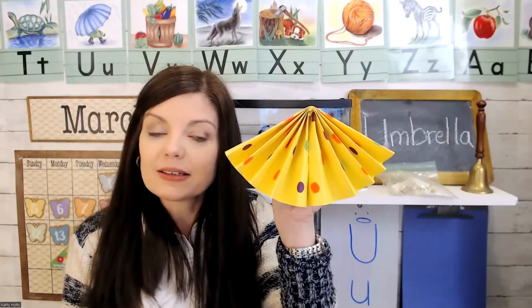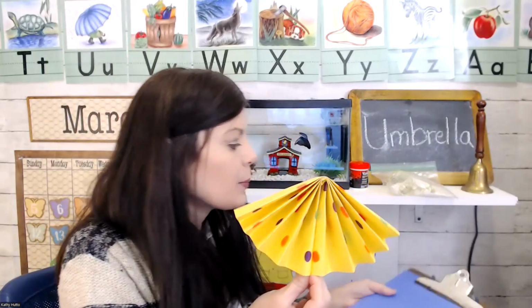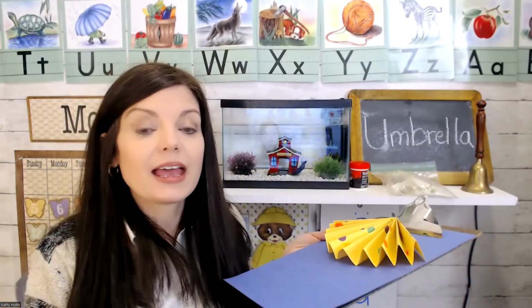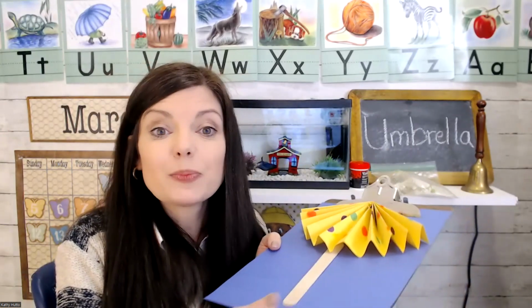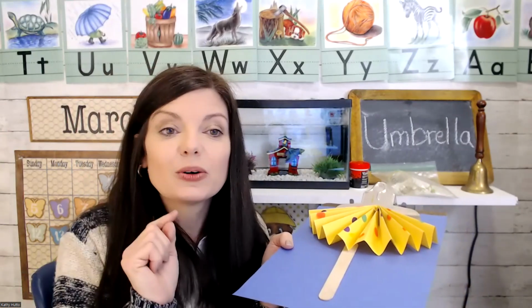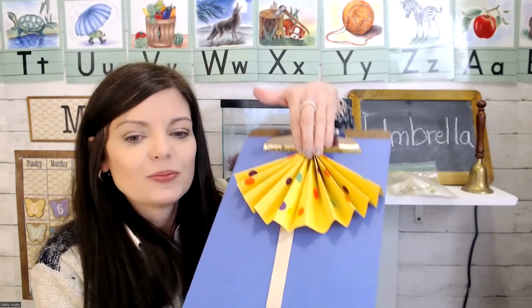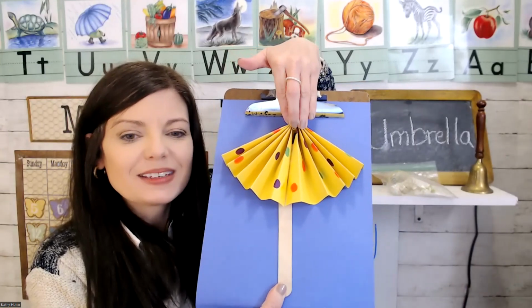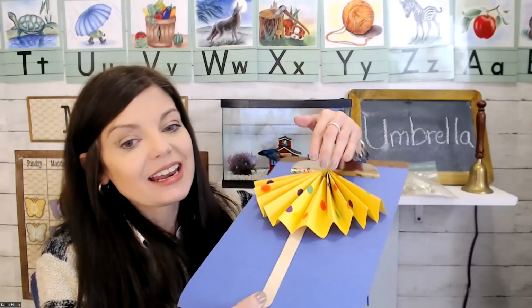So there's my umbrella. So the next thing that you can do is you can take a piece of paper, and you can glue your umbrella here, and you're going to need some kind of handle. You can use a popsicle stick. You could use a straw, especially those bendy straws would be really cool. Or you could just use a marker and draw a handle. So there you have it. We made a little paper umbrella. You can get this all glued down and give it some time to dry, and then you can hang it up. Well, it's time for us to read a story.